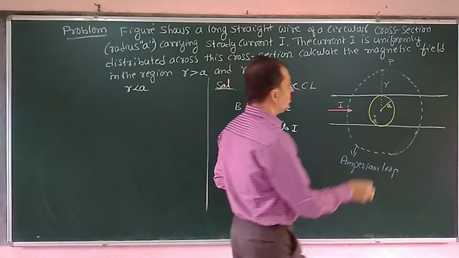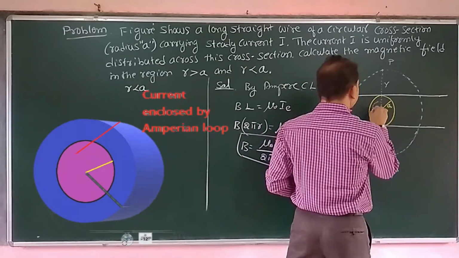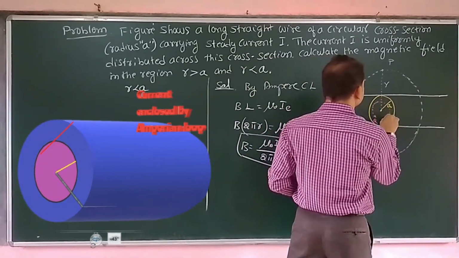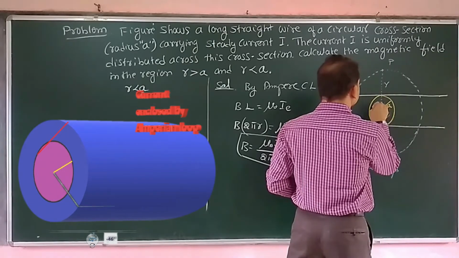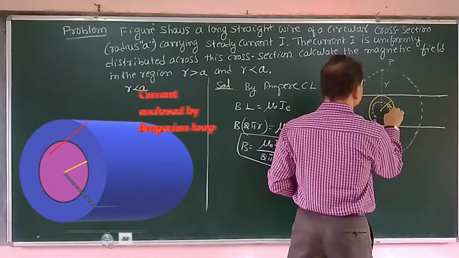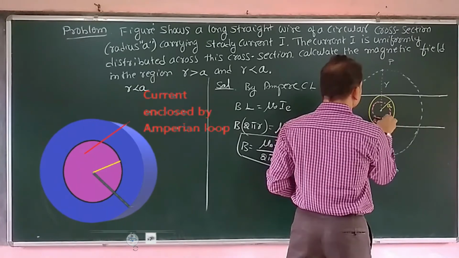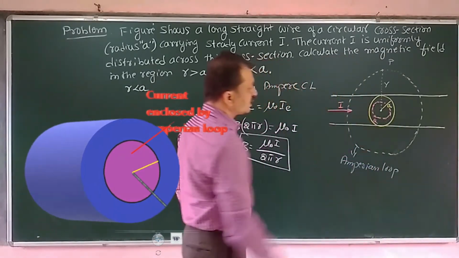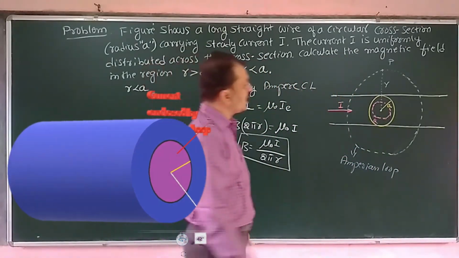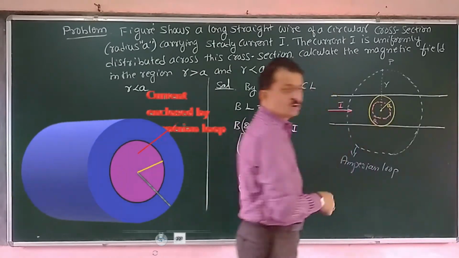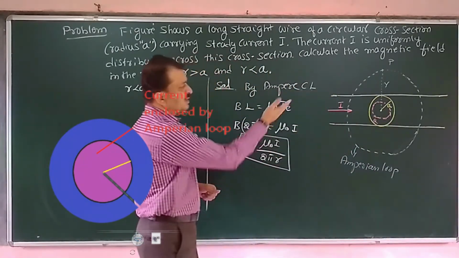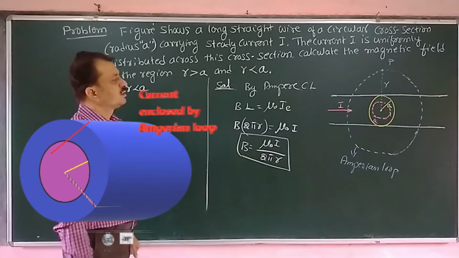Okay. Now I have to write an Amperian loop for this one. At point Q we are writing an Amperian loop. That loop is inside that yellow circle.